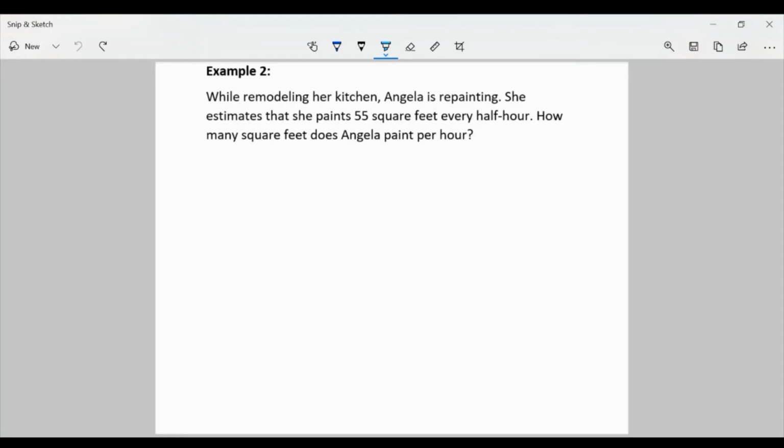All right, so let's look at example number 2. While remodeling her kitchen, Angela is repainting. She estimates that she paints 55 square feet every half hour. How many square feet does Angela paint per hour? All right, so we've got to look at our units here. We know she paints 55 square feet, and it's every half hour, right? So those are our 2 units. And we're looking for square feet per hour, right?